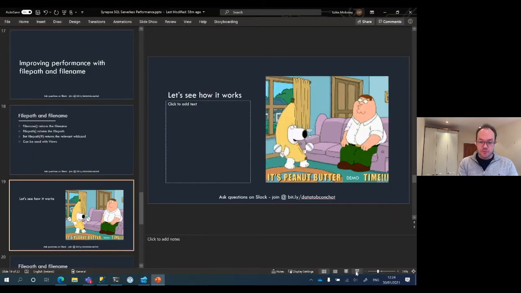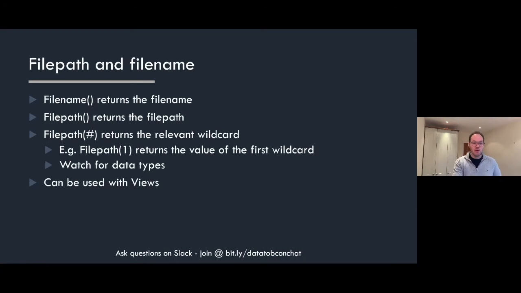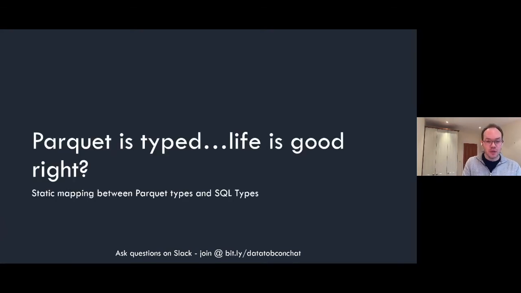So that was the first demo. File name returns the file name, file path returns the file path, and with the number it's going to do the wildcard stuff. We've got to watch for data types, and it can be used with views very efficiently so that engines like Power BI can be picking that up as well.